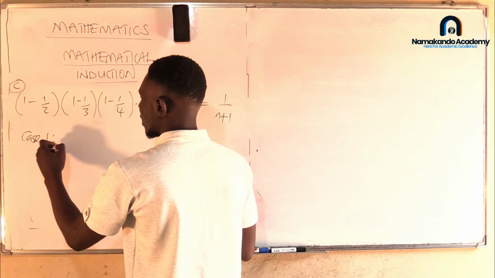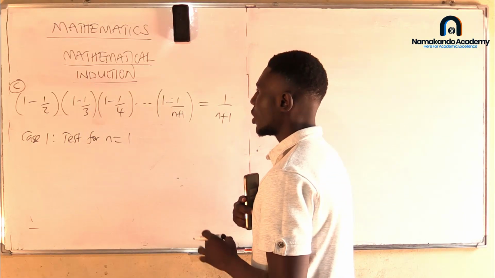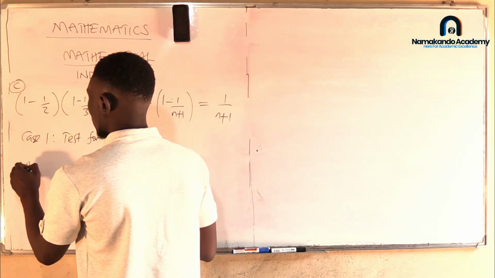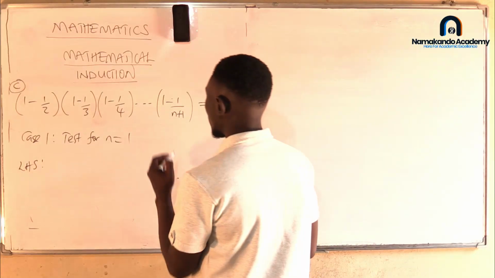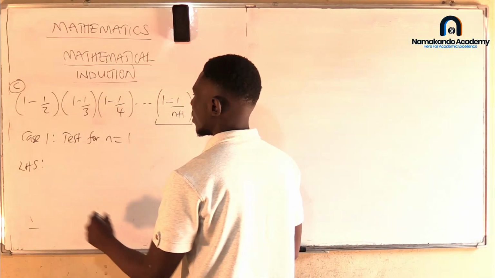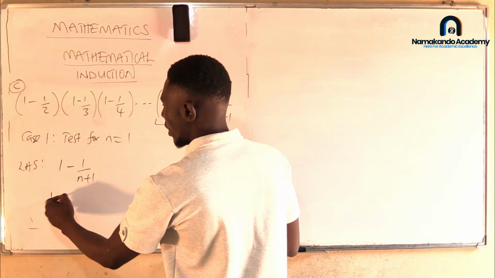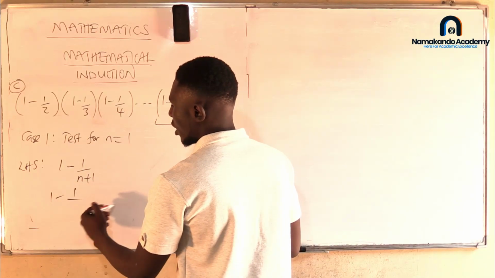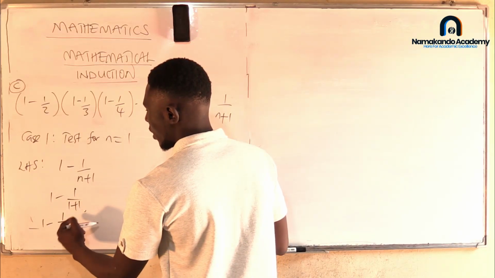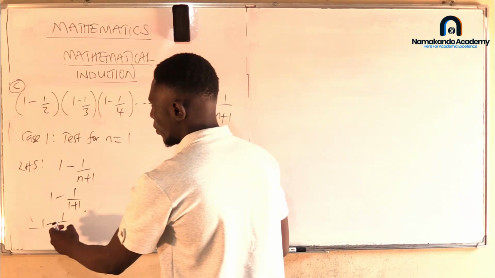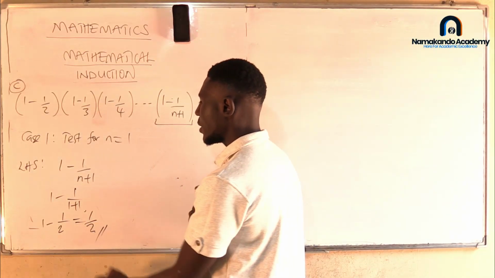The first case, we test for n equals 1, meaning that for the left hand side, you only consider the part which has n, and this part is this last one, which is multiplying with these other ones. So we have 1 minus 1 over n plus 1. We say 1 minus 1 over, where n is 1, plus 1. So this gives us 1 minus 1 over 2. So we are removing half from 1. The result is half. This is the left hand side.